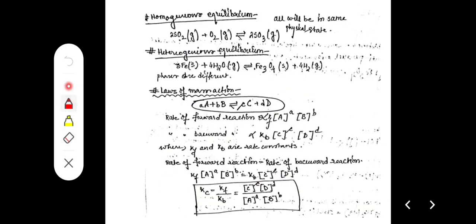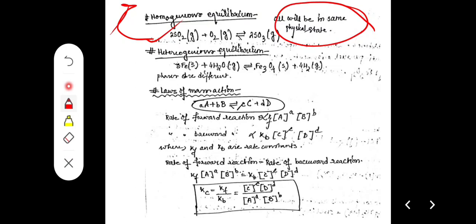Now we consider homogeneous reaction equilibrium. Homogeneous means all species are in the same physical state or phase: all liquid, all gaseous, or all solid. For example, 2SO2, sulfur dioxide, plus O2 gas are in equilibrium to produce 2SO3, sulfur trioxide. All are in the gaseous phase, so they are termed homogeneous.